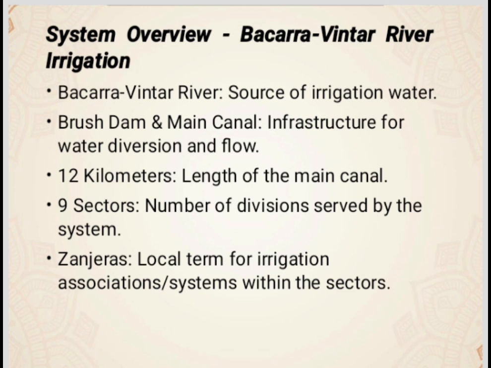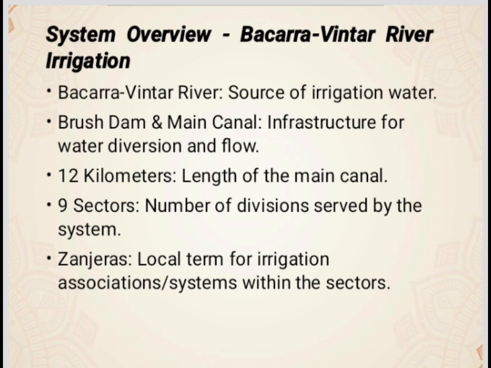So meaning, ang system na ito is divided siya into 9 distinct sectors. And it is served by the Zanzara na kung saan siya yung essentially na local farmer groups or associations na responsible for irrigation within the specific area. Water is conveyed to the fields through lateral canals connected to the main canal.